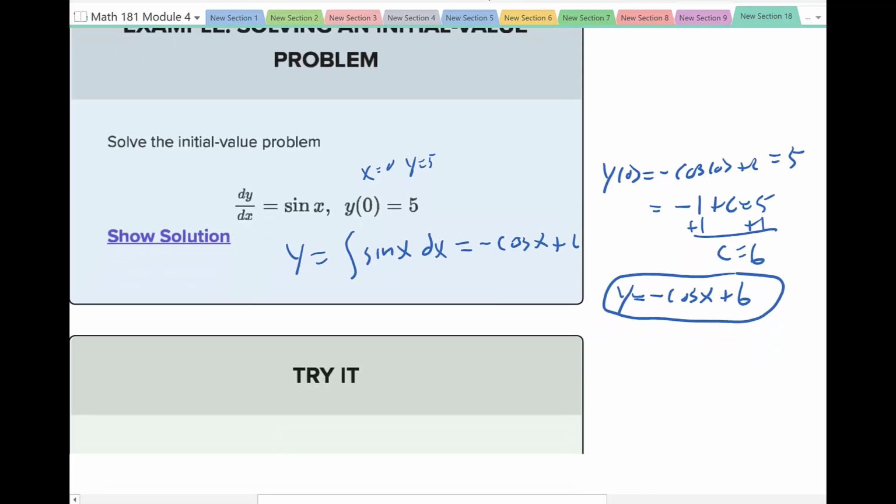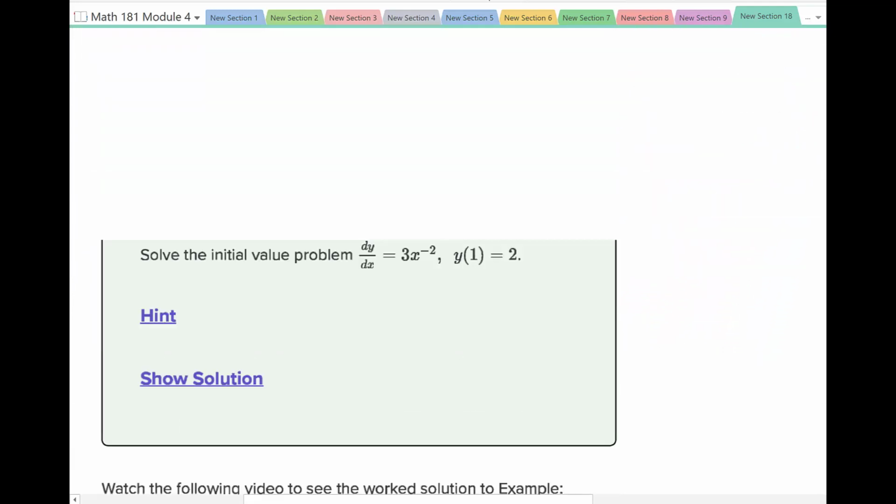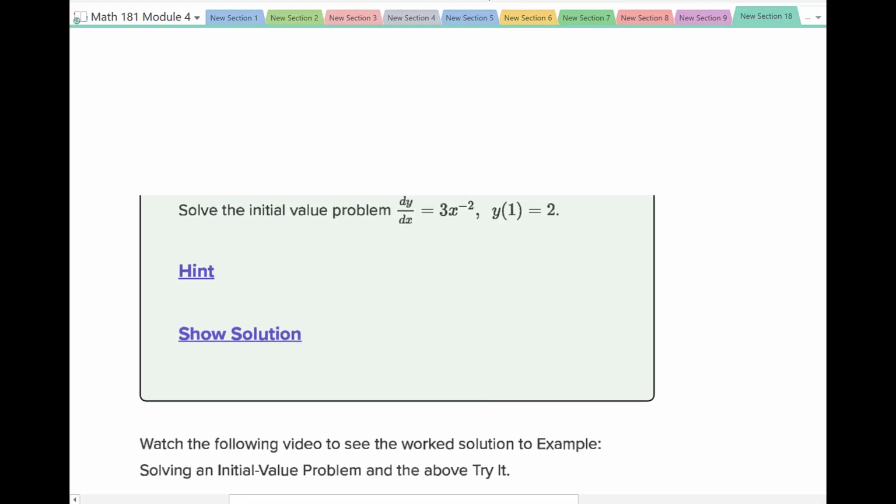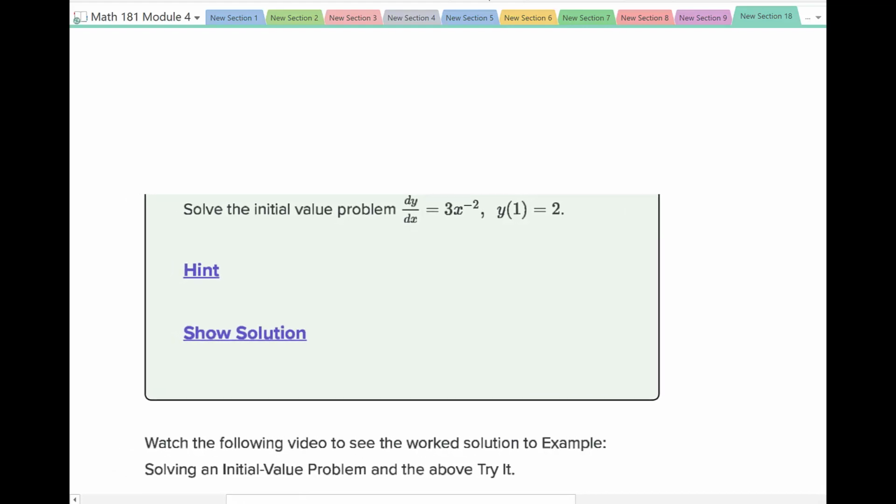Let's try another one. So here we have dy/dx equals negative 3x squared, and y of 1 is 2. So I'm going to rewrite this as y equals the integral of 3x to the negative 2. So I apologize if I said that wrong. dx, and that's going to be 3x to the negative 1 over negative 1 plus some c. So we have negative 3 over x plus c, and that's our y.